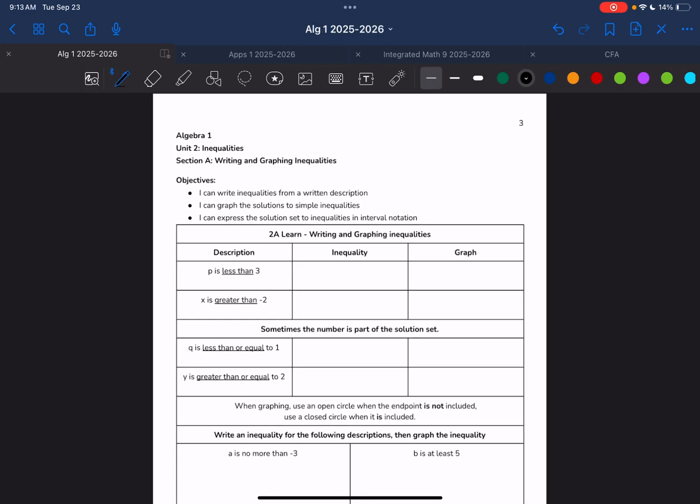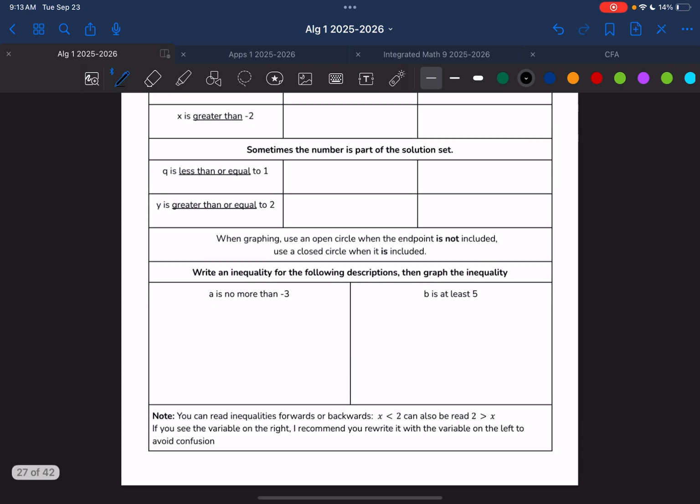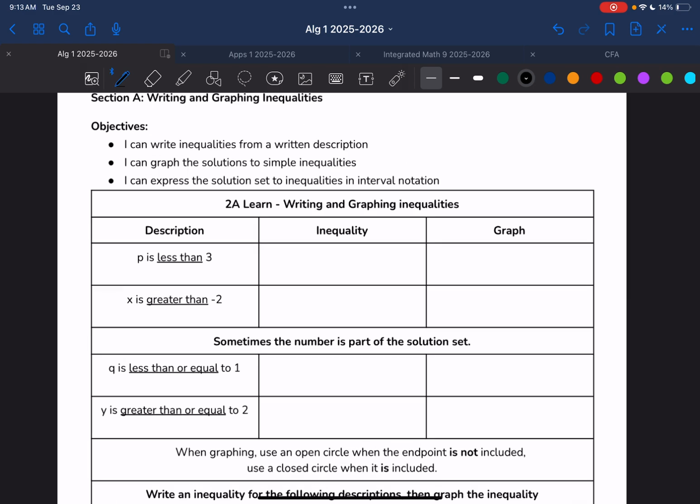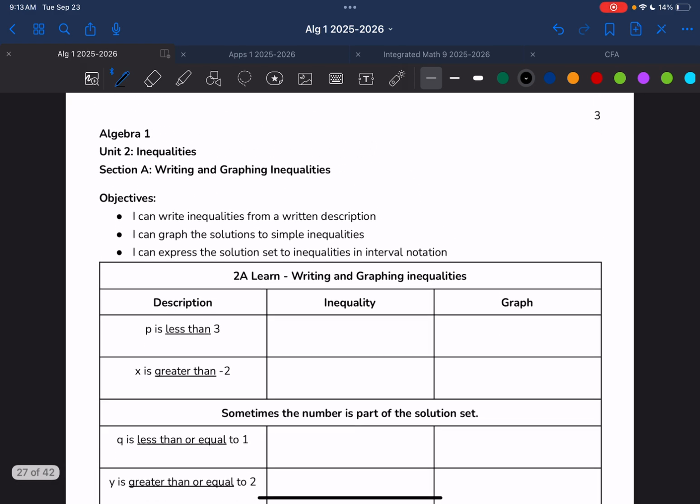In this one, we're going to be talking about writing and graphing inequalities. So given a description, how do you actually create an inequality and how do we represent that inequality on a graph? So let's start with our first one here.